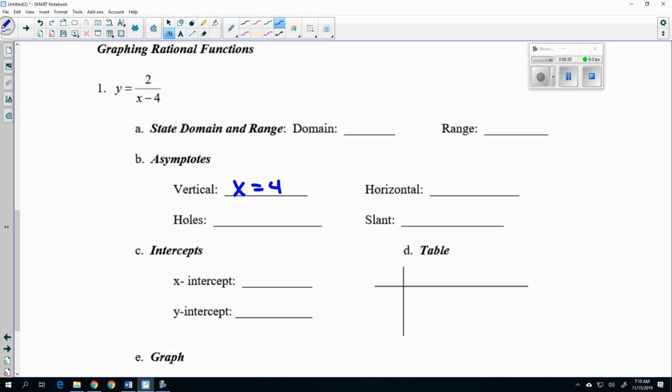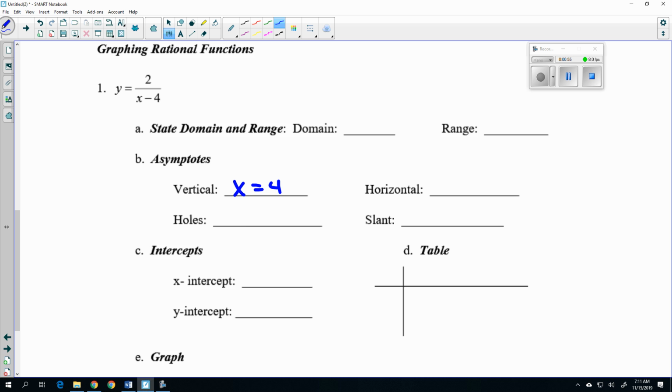And where did that come from? Okay, right away you knew it. All right, the next thing I look for is, do I have a hole, a horizontal, or a slant? Do you remember from yesterday when I would have a hole? What happens with a hole? Okay, the numerator and denominator cancel, and there's a line left over. So does any of this cancel, or am I good to go? No.